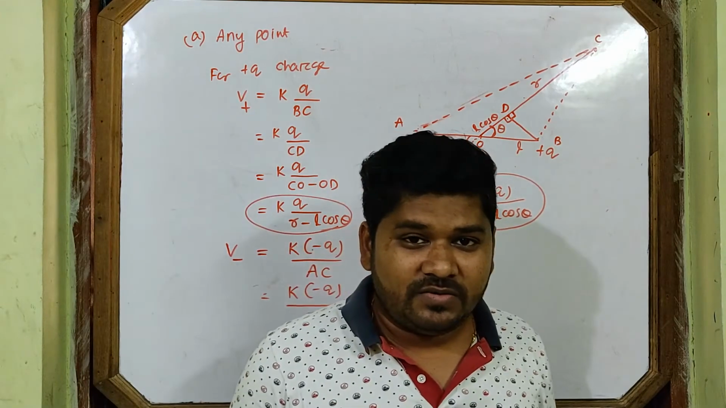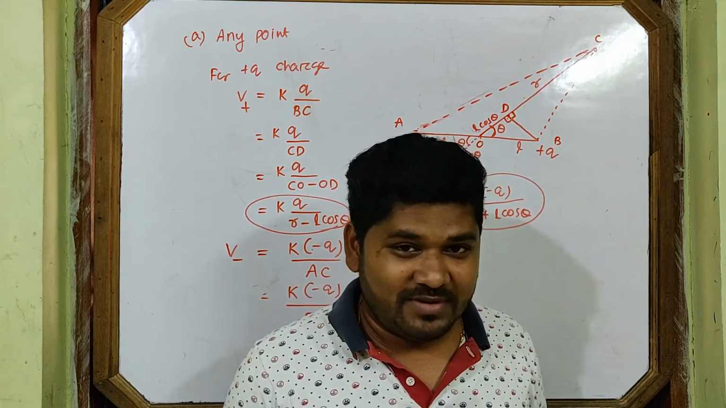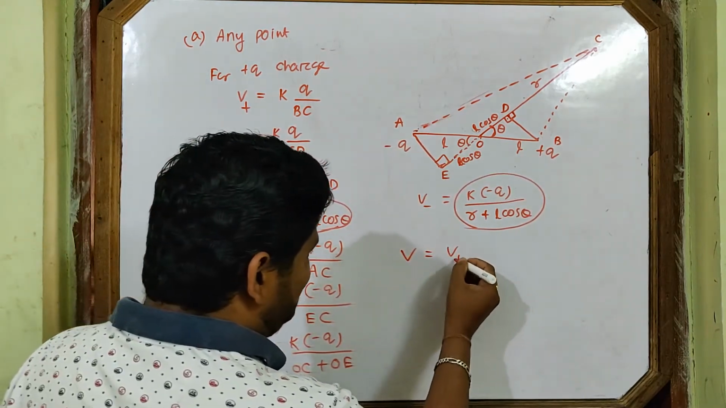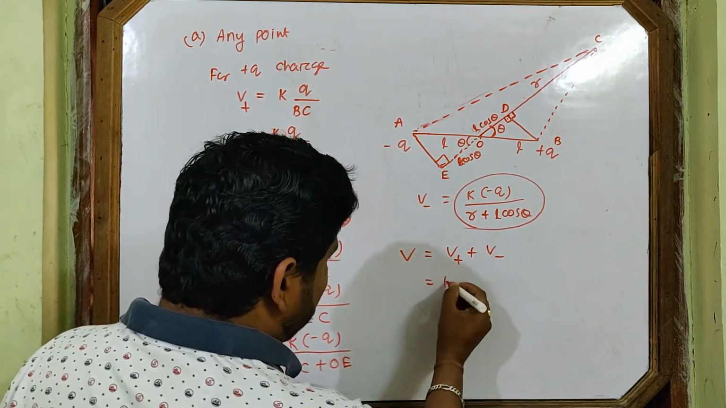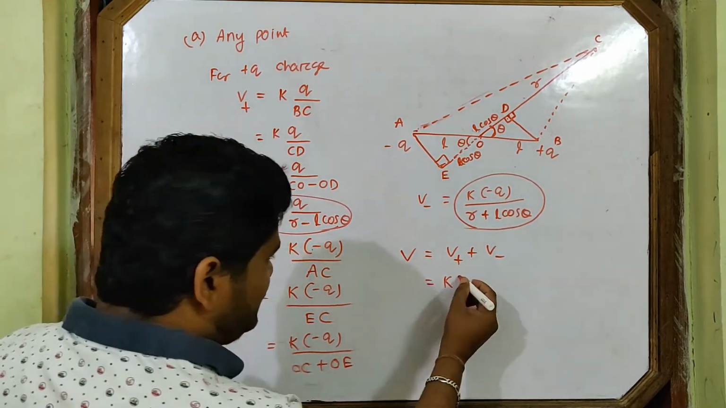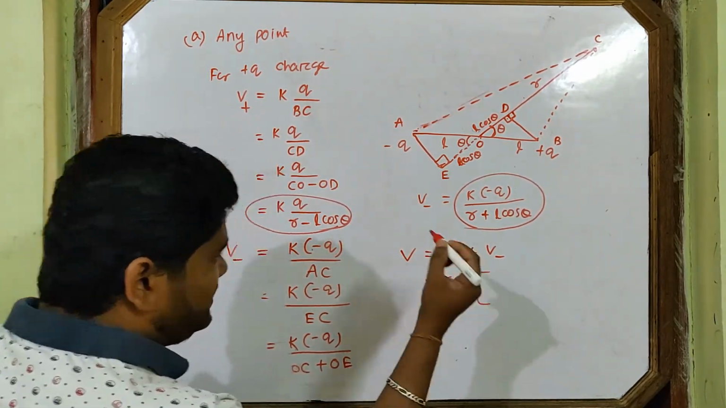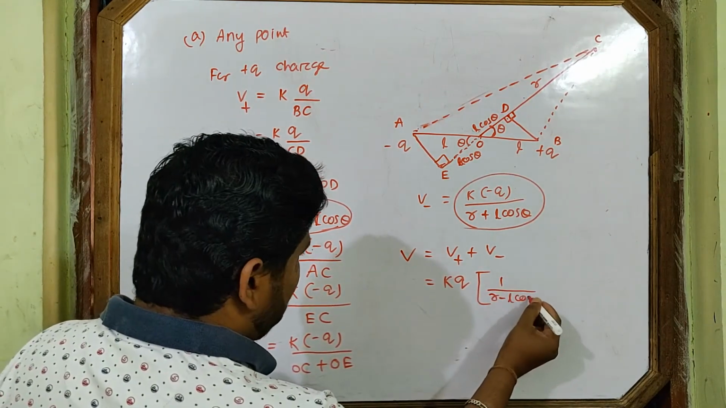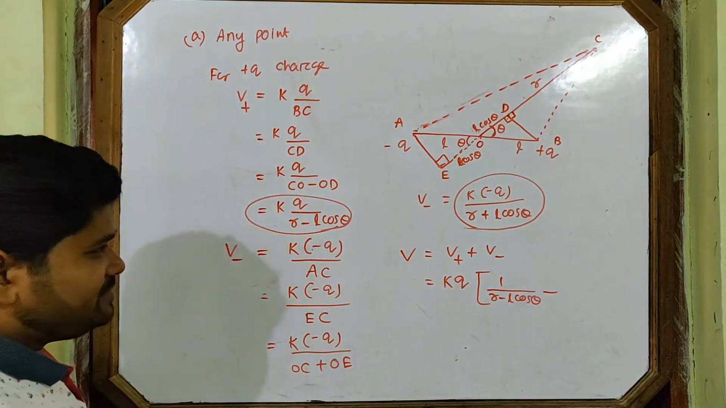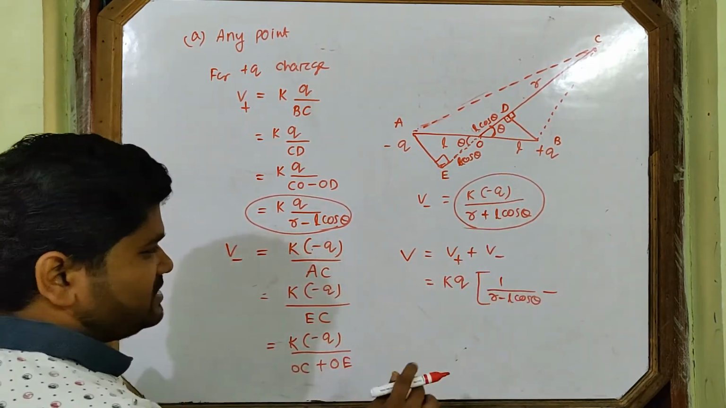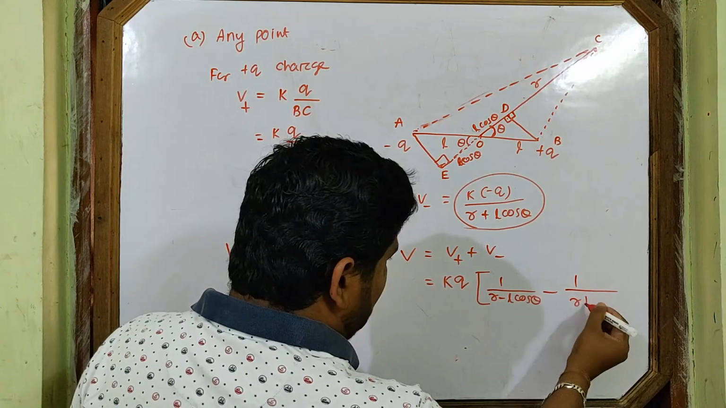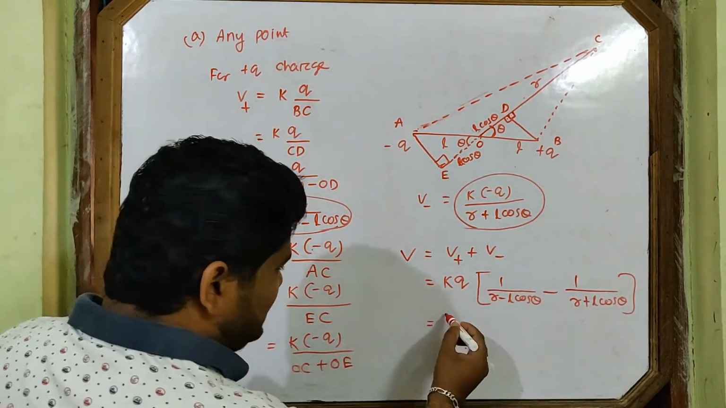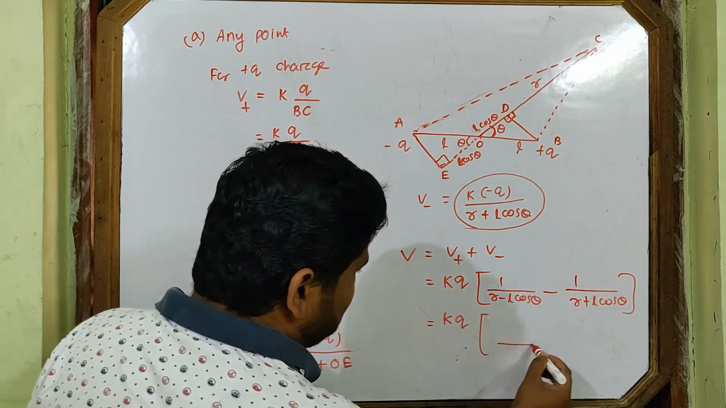What will we do now? Vector addition? No. Again we will do scalar addition. So what is the potential now? V plus plus V minus equals KQ. Now take common. I am directly taking common here: 1 by R minus L cos theta, then minus, here is one minus sign, I took minus here, 1 by R plus L cos theta. Now take LCM.